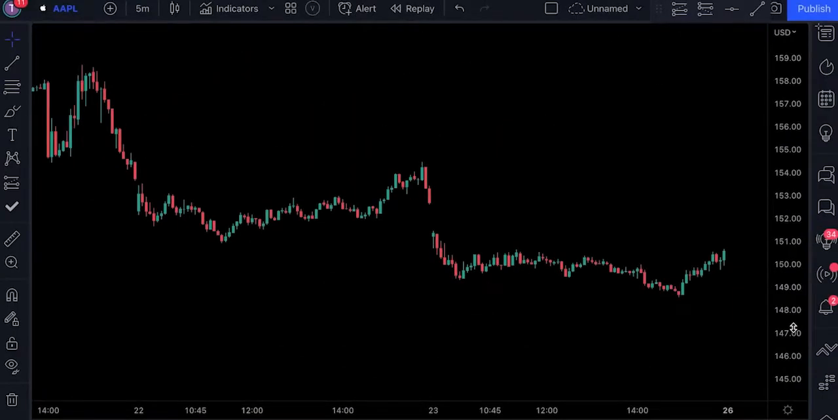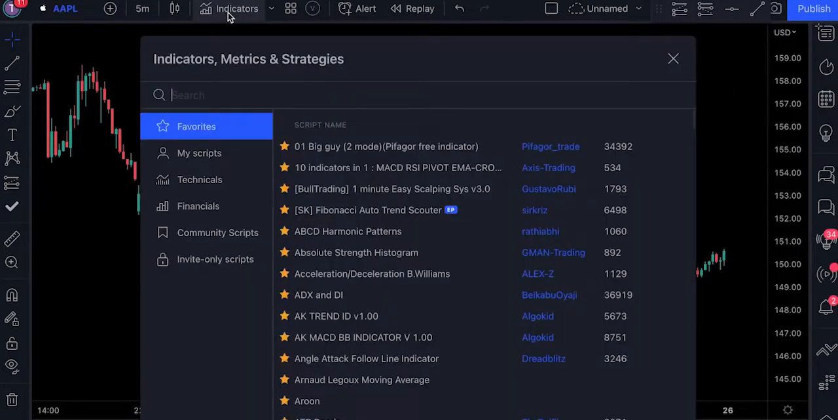Alright, so we have our chart open. Now let's go ahead and build our setup. So for the first indicator, we will search for volume weighted average price.